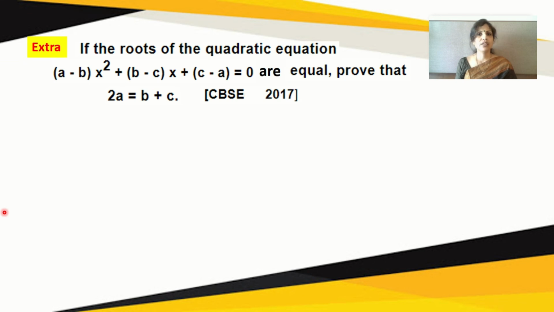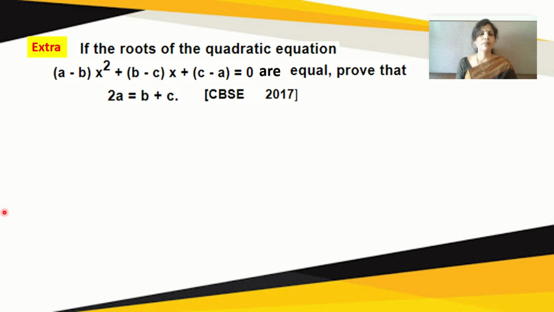If the roots of the quadratic equation (a minus b)x square plus (b minus c)x plus (c minus a) is equal to 0 are equal, prove that 2a is equal to b plus c. This has come in the exam, children, and is supposed to be the hot question. So let's see how we go about it. Alright, we are given that this particular equation has equal roots. Now, can you recollect the condition? Yes, you can easily. So our condition is discriminant is equal to 0.